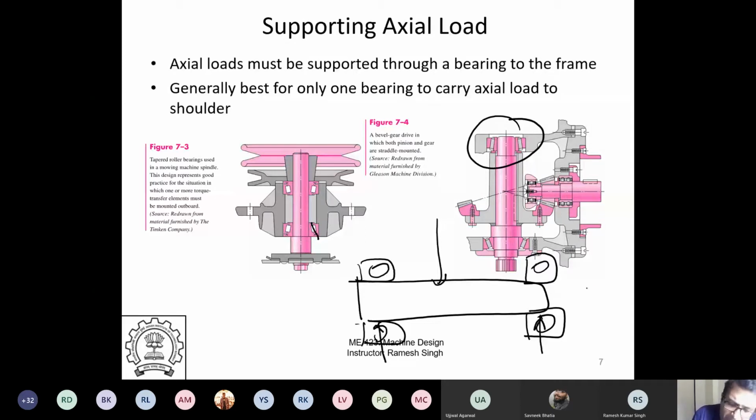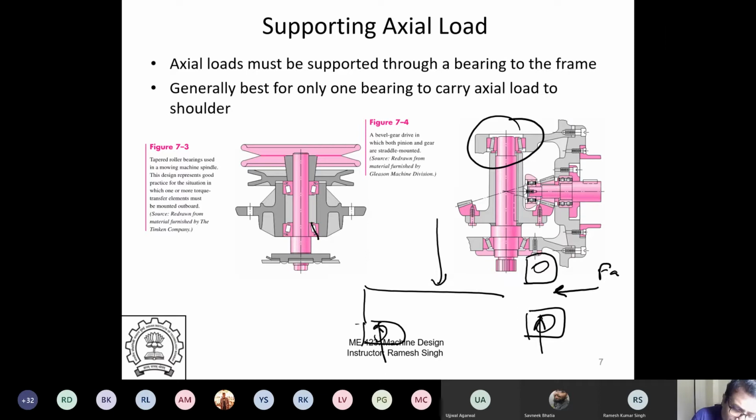Imagine if I have some loads which are in axial direction, some F_A axial load is also there. Then will this bearing work? This bearing will not work, right? Because now my shaft can come out of this bearing. Although these are snug fits, most of the bearings are shrunk fit, so they're very snug. It will not come out that easily. But if the load is high, it may.